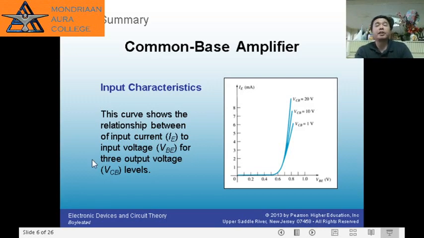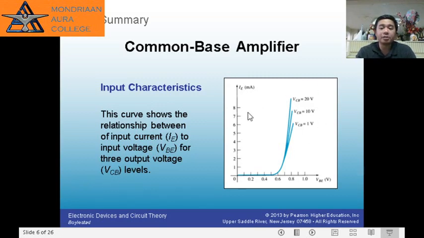Ang output current naman natin, since kinukuha natin sa collector terminal ang ating output, ang tawag naman natin sa ating output current ay I sub C. While the output voltage is V sub CB or the collector to base voltage. So ulitin ko lang, output current is I sub C, output voltage is V sub CB.